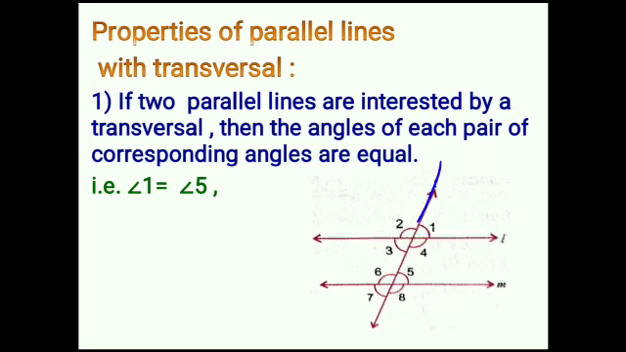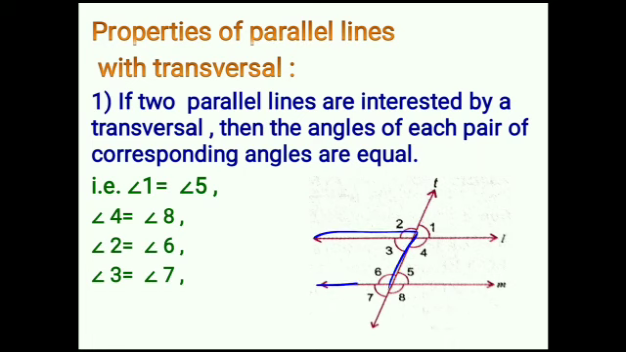We know that here the corresponding angles are 1, 5, 2, 6. Correct? So next one is angle 4, 8. This one is also a corresponding angle. Angle 4 and angle 8 both are equal. Angle 2 and angle 6 both are equal. Angle 3 and angle 7 here both are equal.